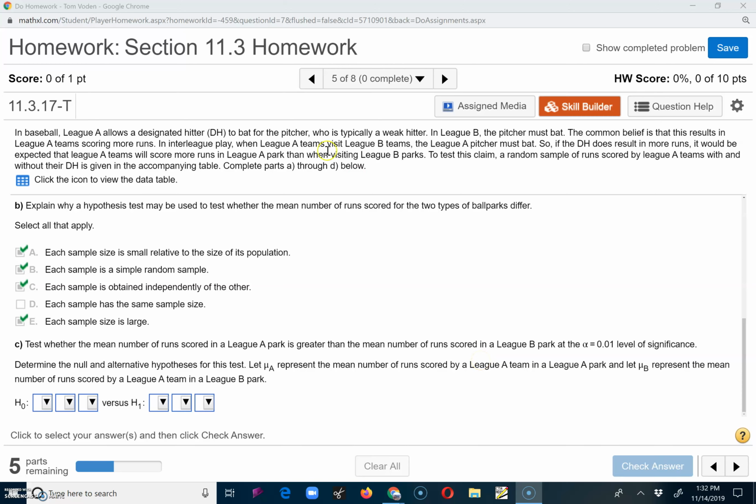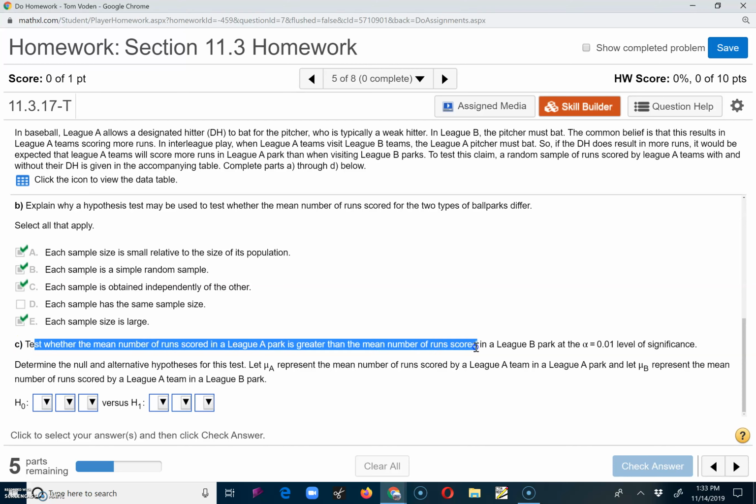Here's a quick video with a demo of problem 5 in MyLab homework for section 11.3. I've skipped ahead to part C, but basically we're asked to test whether the mean number of runs scored in a League A park is greater than the mean number of runs scored in a League B park. And they've prescribed 0.01 as the level of significance.